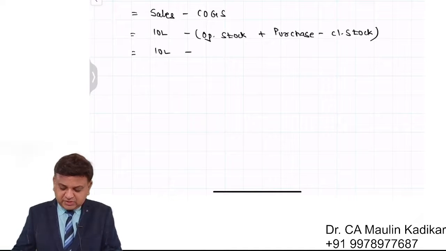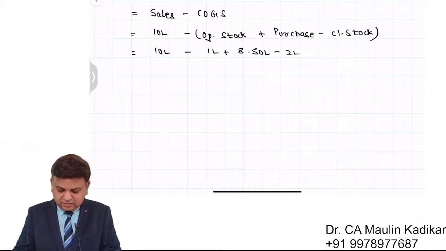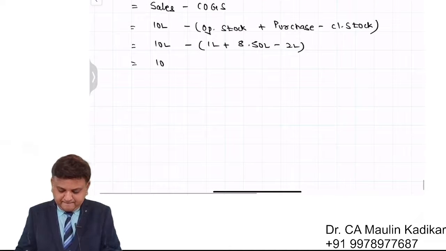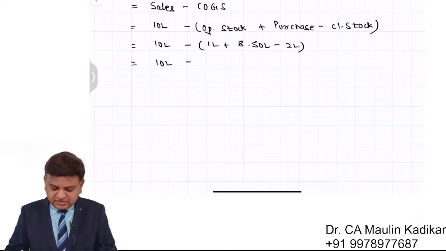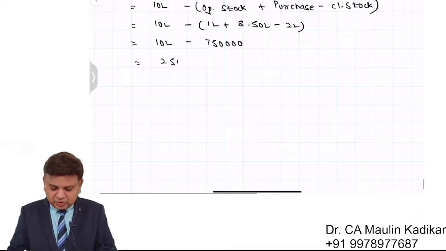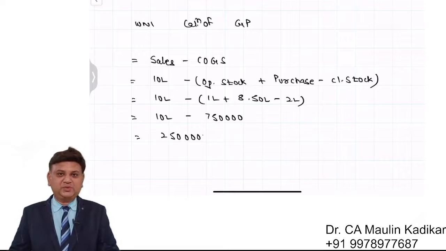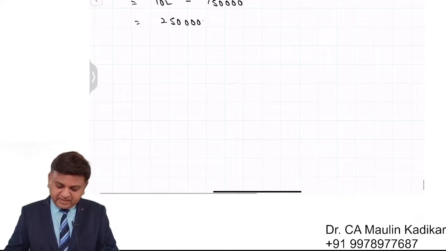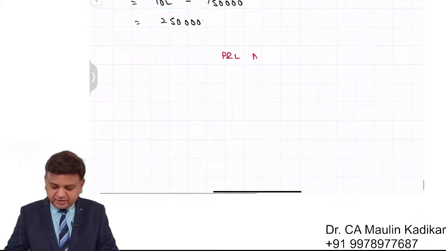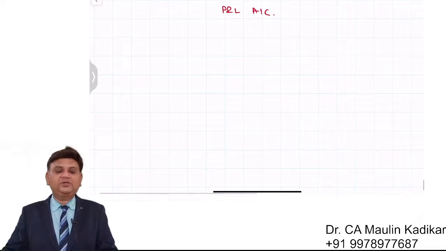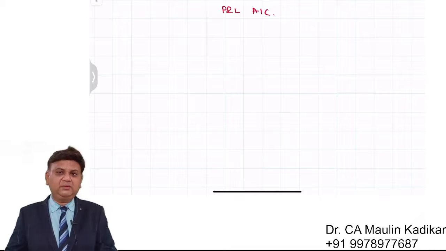The amount of the opening stock is 1 lakh. Purchase is 8 lakh 50,000. Closing stock is 2 lakhs. So the COGS is 7 lakh 50,000. So gross profit is 2 lakh 50,000. So the first working note is of the gross profit. Next, profit and loss account. I request all of you to prepare the P&L account and post your answer of the profit or loss of the P&L account in the chat box.